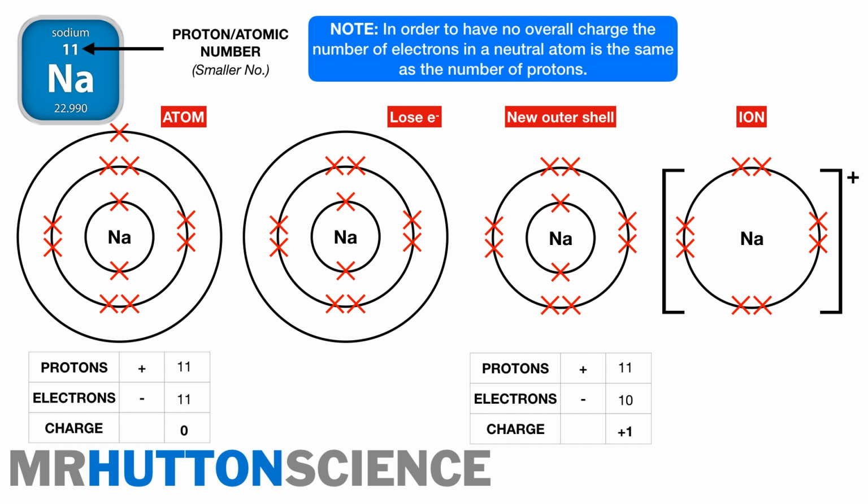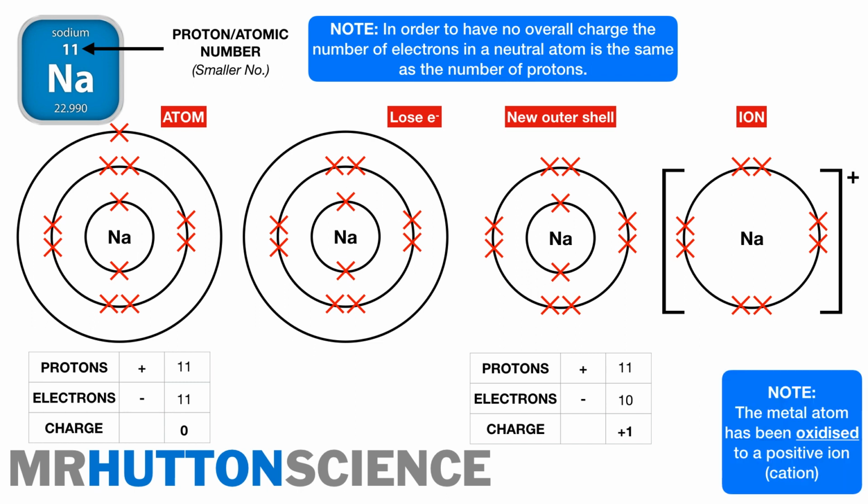Good, so has this been oxidized or reduced? Yep, you've got it now. You're getting the hang of this. The metal has been oxidized to form a positive ion known as a cation.